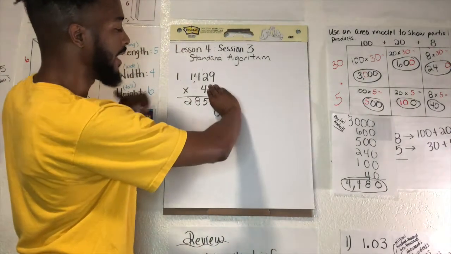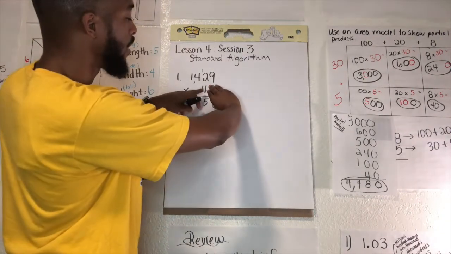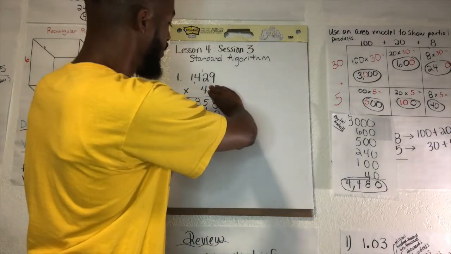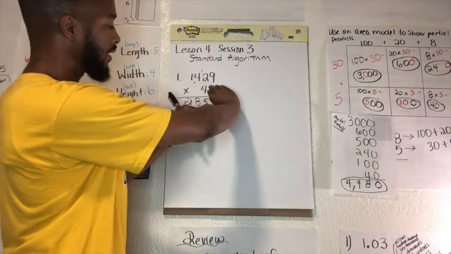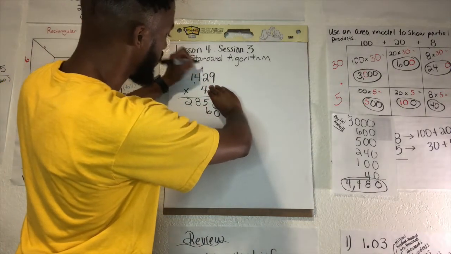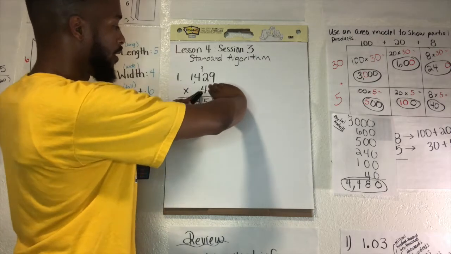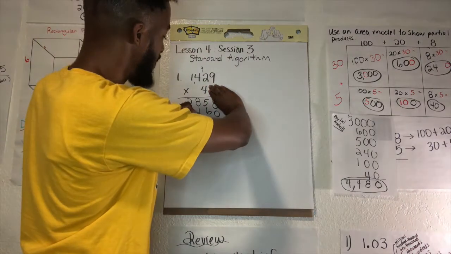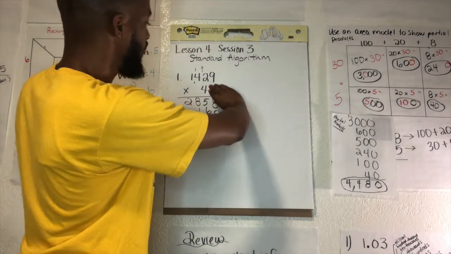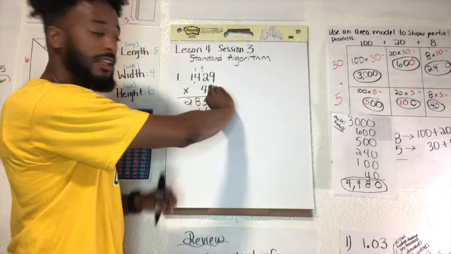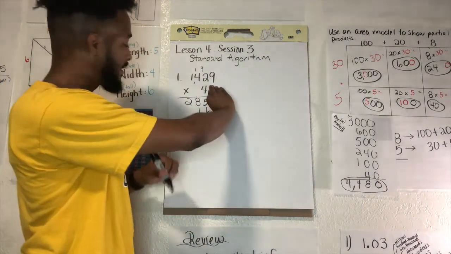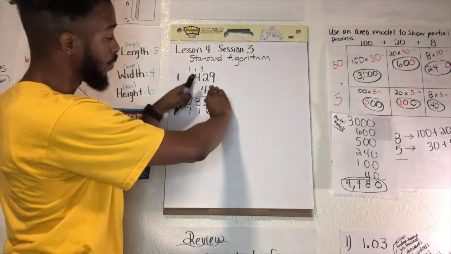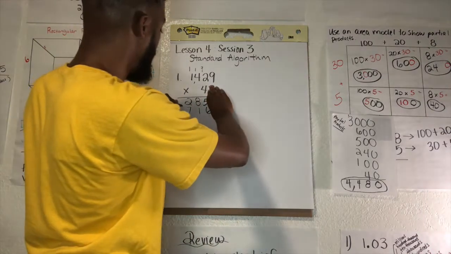Now I'm working with the tens place, the 4. We know that 4 times 9 is 36. So I'm going to place my 6 in the ones place and then carry over the 3. 4 times 2 is 8, plus 3 is 11. I'm going to drop my 1 and carry my 1. 4 times 4 gives me 16, plus my 1 that was carried over is 17. I'm going to drop my 7 and carry my 1. 4 times 1 gives me 4, plus 1, that's 5.